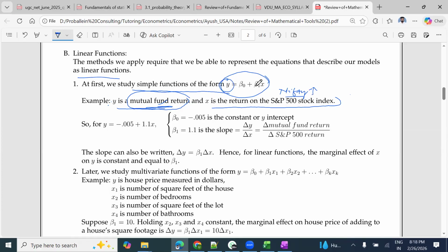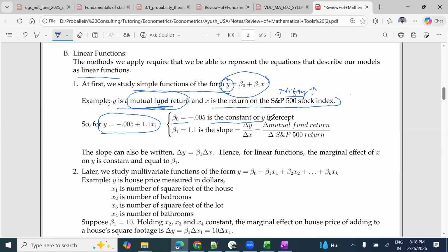So this is how you model the data. Now let's say you got this equation. After you run it, meaning you take the data of y and x, you get beta naught as your intercept and beta 1 as your slope, right? So this beta naught is minus 0.005.